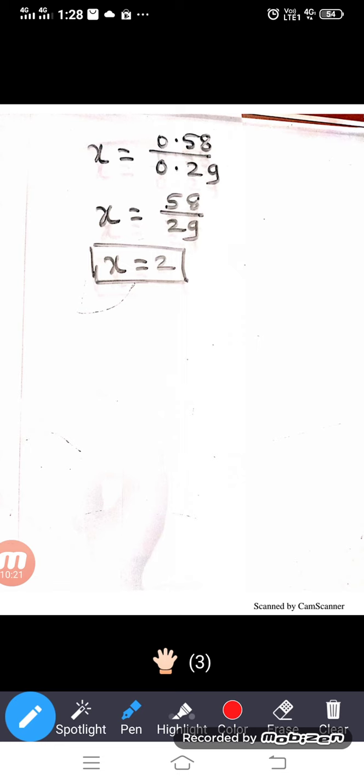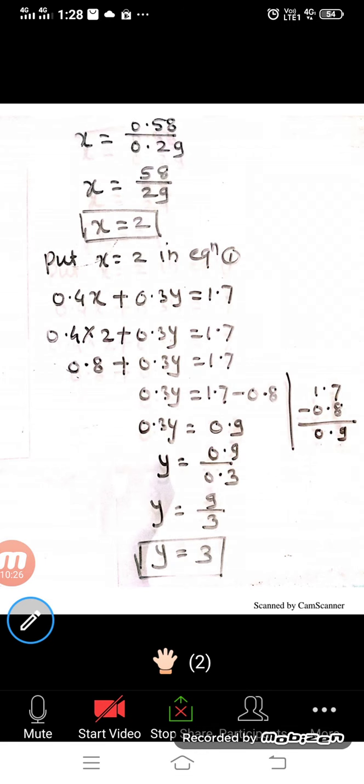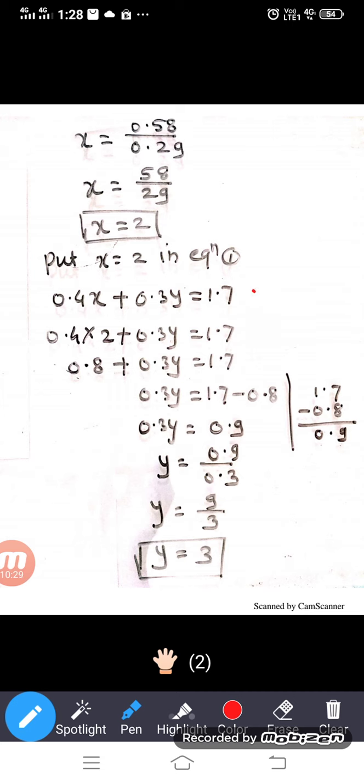Similarly, substitute the value of x in equation 1. Then we get 0.4x plus 0.3y is equal to 1.7. This is the equation number 1. Substitute the value of x is equal to 2 in this equation. Then we get 0.4 into 2 is equal to 0.8 plus 0.3y is equal to 1.7. Then 0.8 goes to the other side. Then we get 0.3y is equal to 1.7 minus 0.8.